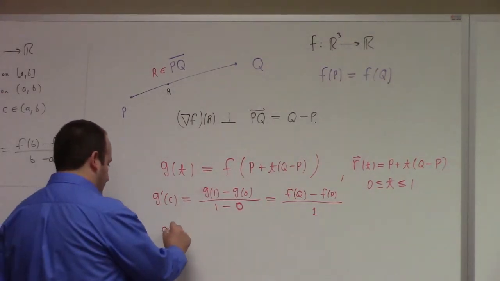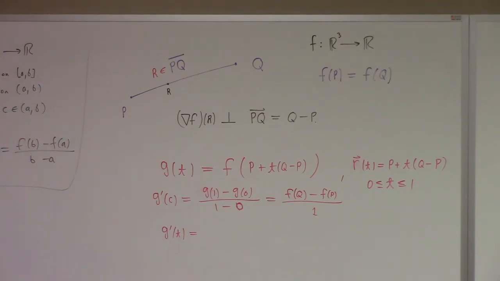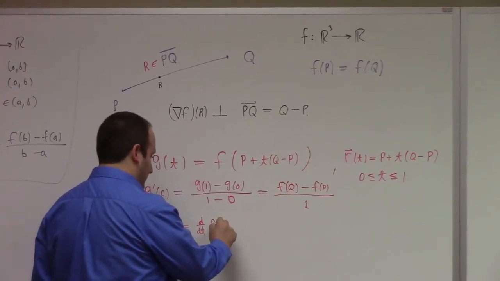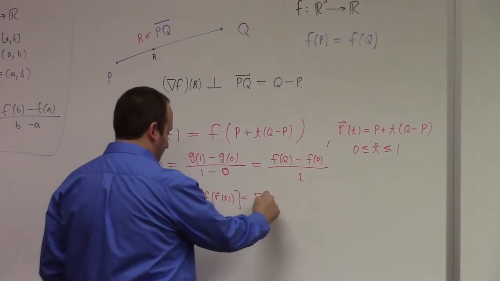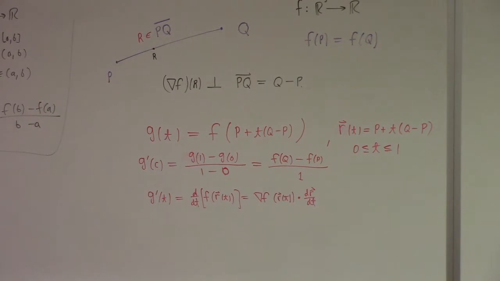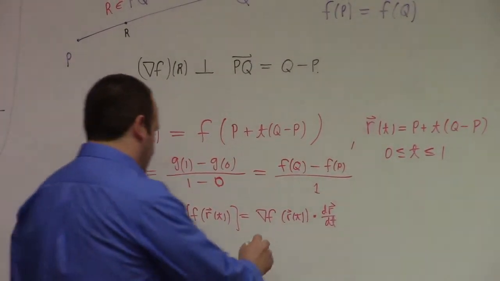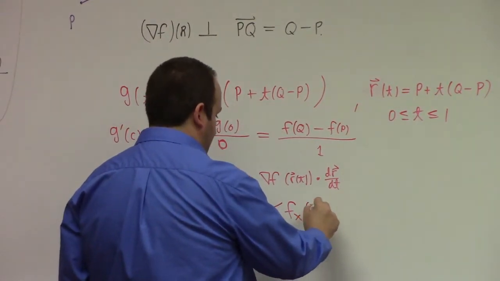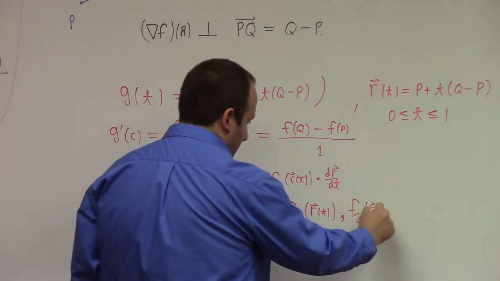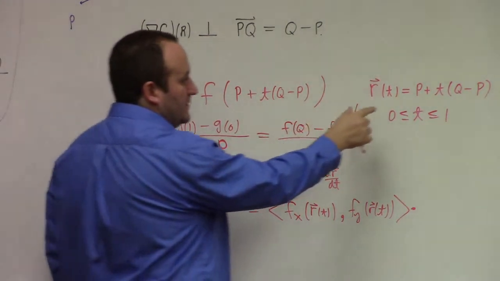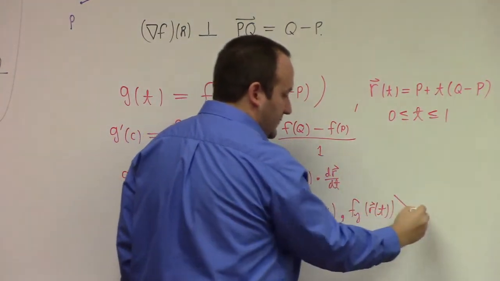And what's g prime of t equal to? Well, d dt of f of this function, right? So I have to do the chain rule. It's the gradient of f at the function dotted with the parameterization. So it's the gradient of f at r of t dot dr dt. But what is that actually here? It's fx at r of t, fy at r of t, dotted with dr dt. What is dr dt here? Well, dr dt is the q minus p vector, right? If you calculate dr dt, p and q are constants, they're constant points. So you just differentiate the t. It leaves you with q minus p.